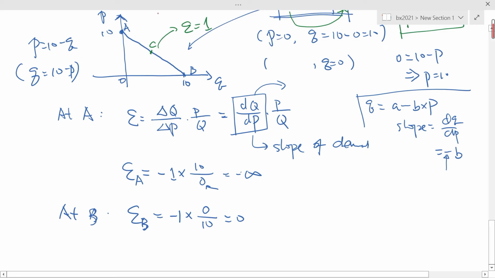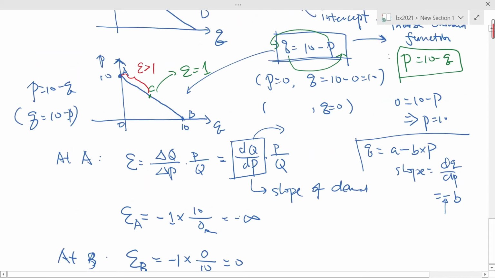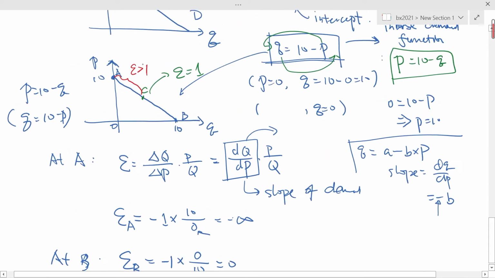The segment AC is elastic because the price elasticity will be bigger than 1. And on the segment BC, the price elasticity of demand will be less than 1, so it's inelastic. Okay, that's price elasticity of demand.